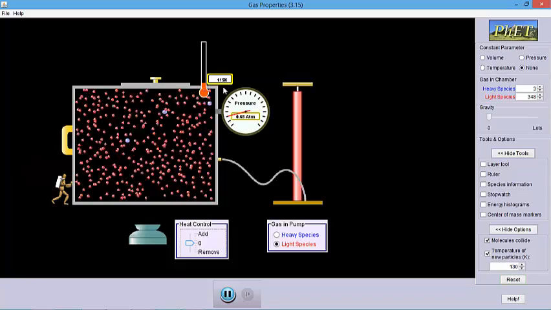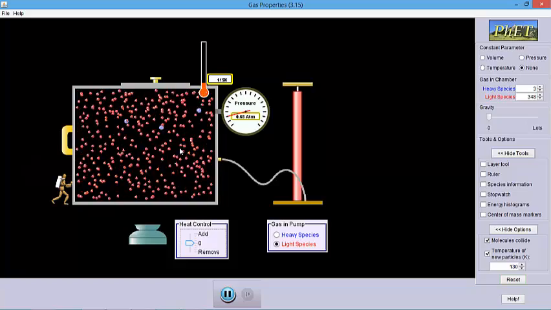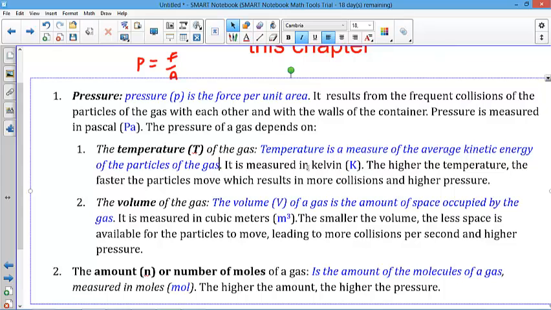That is because when we're talking about temperature, we're simply talking about the average kinetic energy of the particles or the average speed of the particles. Temperature is measured in Kelvin, capital letter K. The higher the temperature, the faster the particles move, which will result in more collisions and a higher pressure. So pressure depends on temperature in the manner that an increase in temperature is going to result in an increase in pressure, because the particles are going to be moving faster where the temperature is higher, and that's going to result in more collisions and therefore a higher pressure.